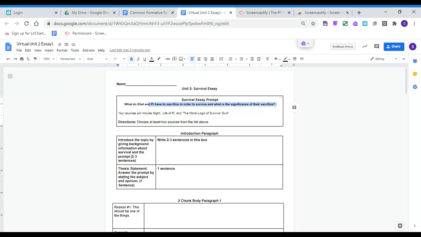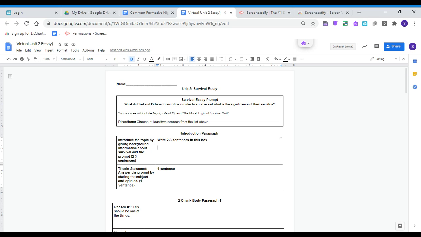The prompt asks, what did Eli and Pi have to sacrifice in order to survive? And what is the significance of their sacrifice? So the focus of this is sacrifice in a survival situation. The background needs to be about what it means, why people have to sacrifice things in survival situations.